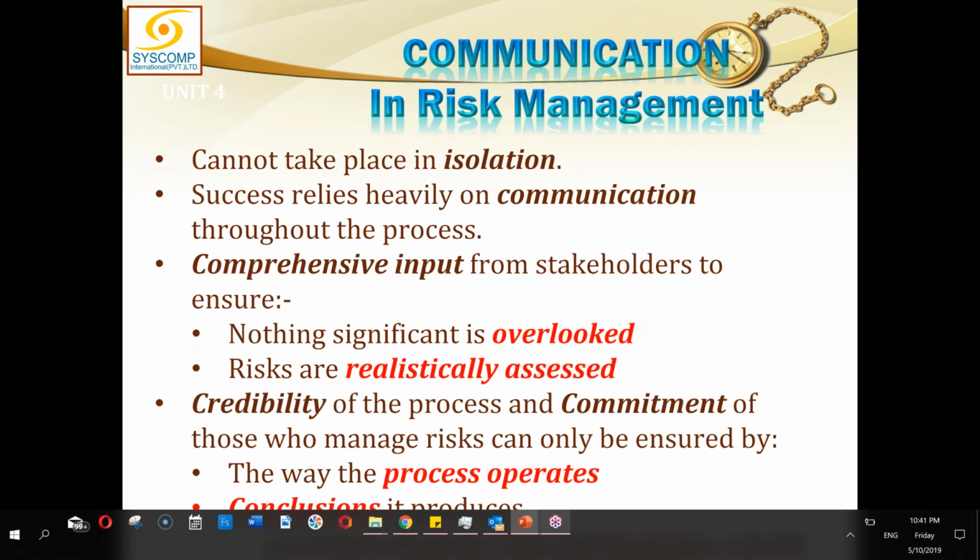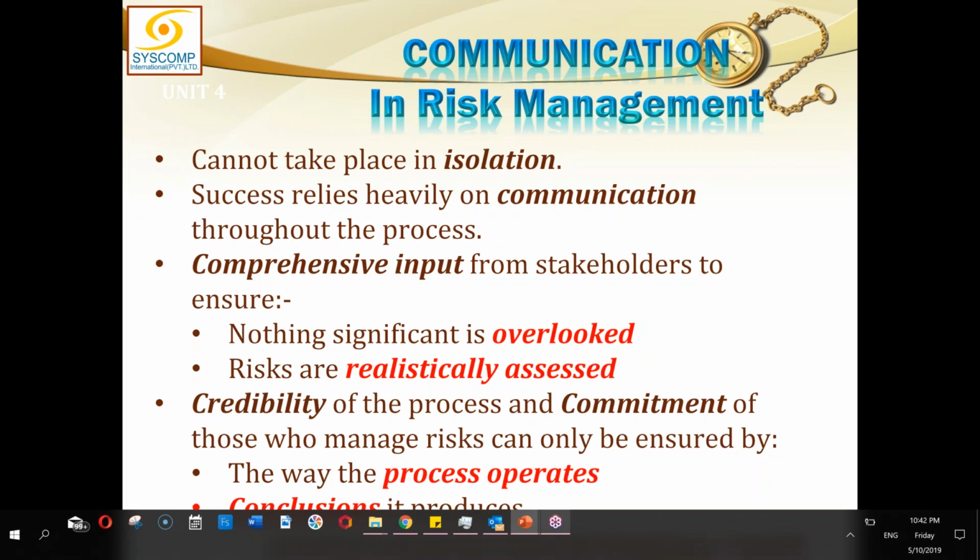For risk management, for quality management, you need to have commitment from the top executive level. They really want to have risk management or the quality management applied in their organization. Only then will it be possible to meet any success. Success relies heavily on communication throughout the process. So risk management is going throughout, and whatever the changes are coming into the plan, we must keep communicating them to all concerned quarters. Comprehensive input from stakeholders to ensure nothing significant is overlooked.